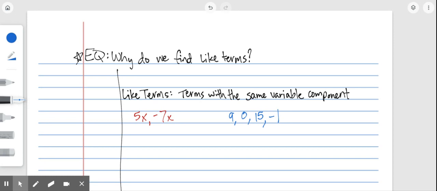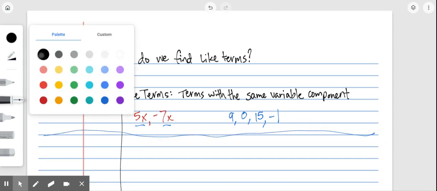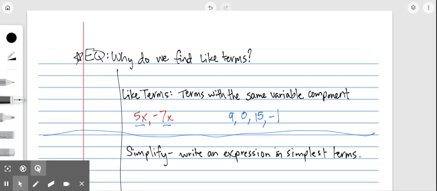These ones on the left, the red ones, have x's. The blue ones have no variable. So we find like terms because when we have really big and complicated expressions, we want to simplify expressions. So let's talk about what it means to simplify. To simplify means to write an expression in simplest terms.